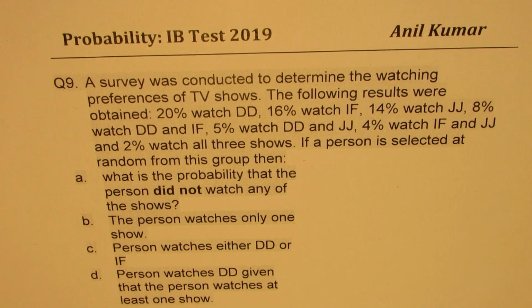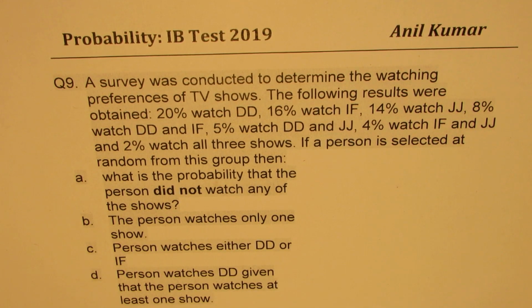Here is question number 9. A survey was conducted to determine the watching preferences of TV shows. The following results were obtained. 20% watched DD, 16% watched IF, 14% watched JJ, 8% watched DD and IF, 5% watched DD and JJ, 4% watched IF and JJ, and 2% watched all 3 shows.